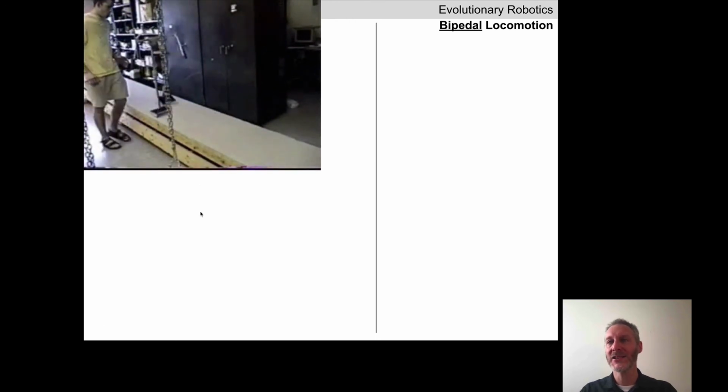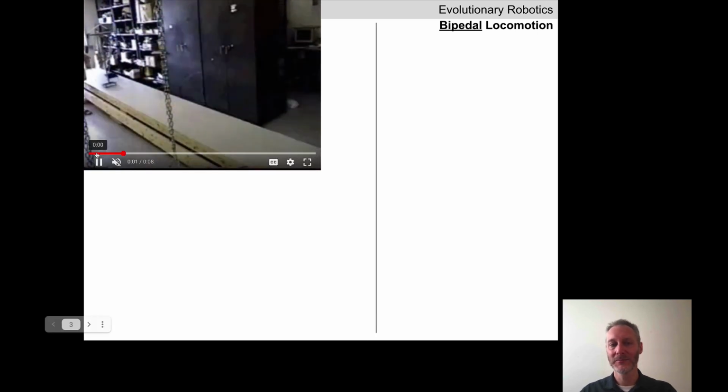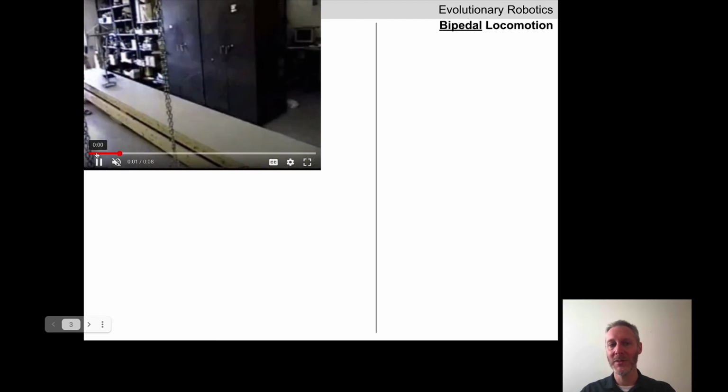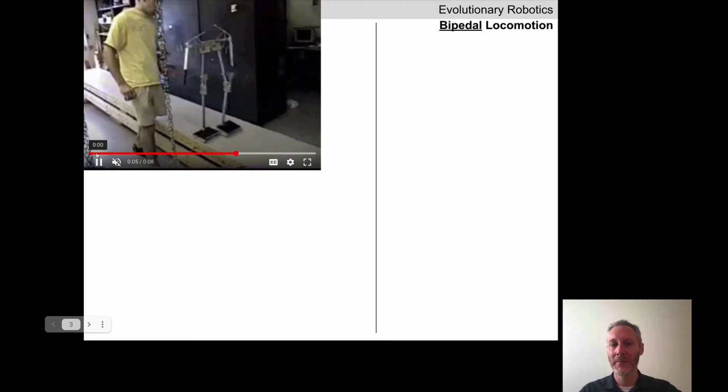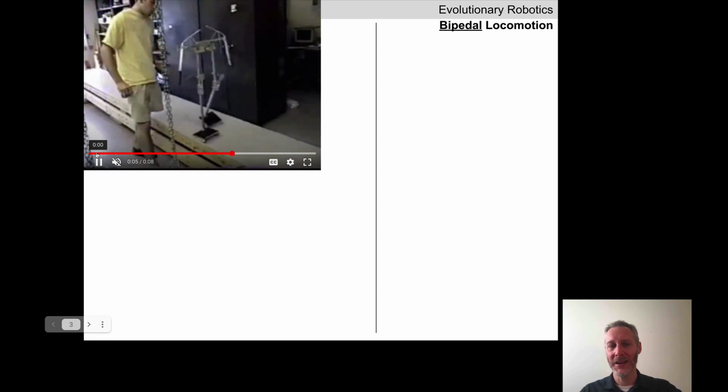You'll notice this robot has no backpack. What else doesn't it have? This is almost in the spirit of the minimal cognition experiments. It's a pretty minimal robot. What else is it lacking other than a backpack? A head. It's got no head.